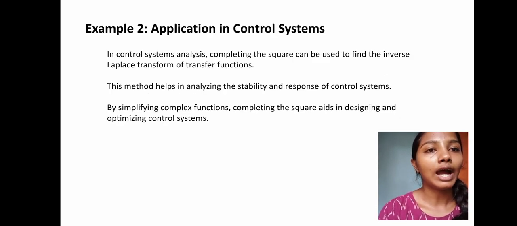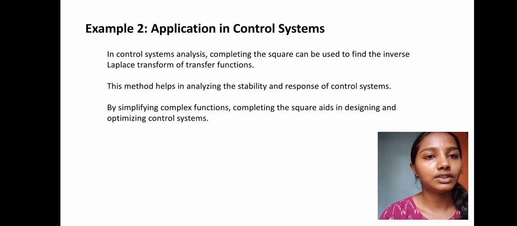Example 2. Application in control systems. In control system analysis, completing the square can be useful to find the inverse Laplace transform of transfer functions. This method helps in analyzing the stability and response of control systems. By simplifying complex functions, completing the square aids in designing and optimizing control systems.